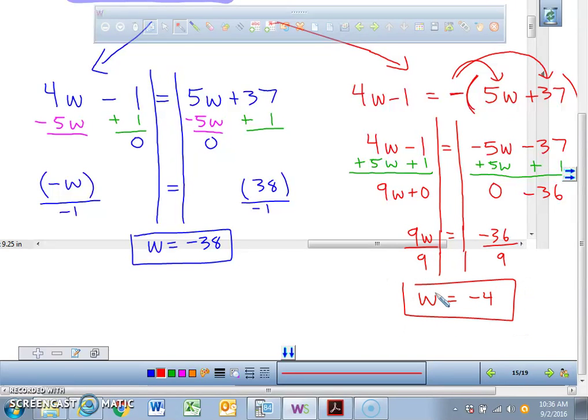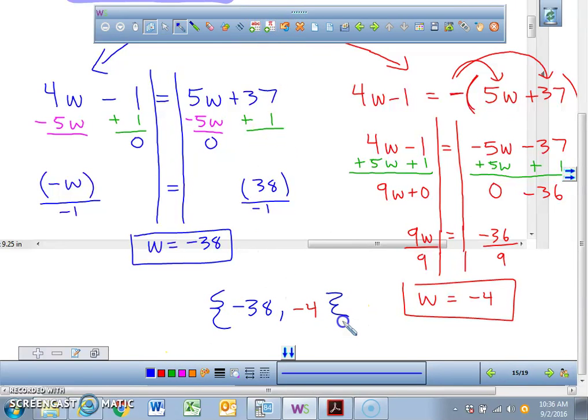So we have two answers. Okay? And if we were to write this as a solution set, we would write the solution set as negative 38, comma, negative 4. But what did I always tell you to do before you write things as a solution set? We want to check to see if our solutions actually work, because there might be situations where one of them works and one of them doesn't.